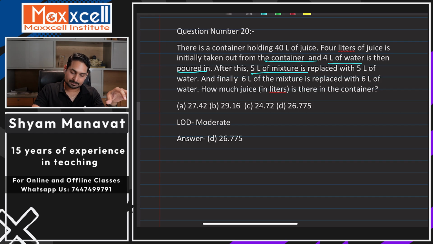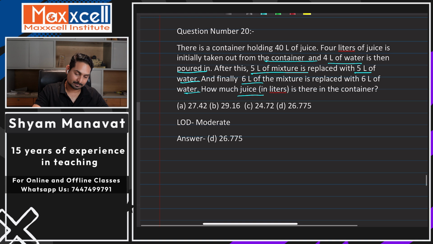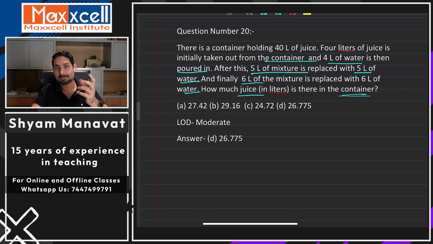Now, 5 liters mixture replaced with 5 liters of water, and then 6 liters of mixture replaced with 6 liters of water. How much is the juice containing in this mixture? Now, that's what we need to find out. Okay, we'll apply the replacement formula again. So we have initially 40 liters.